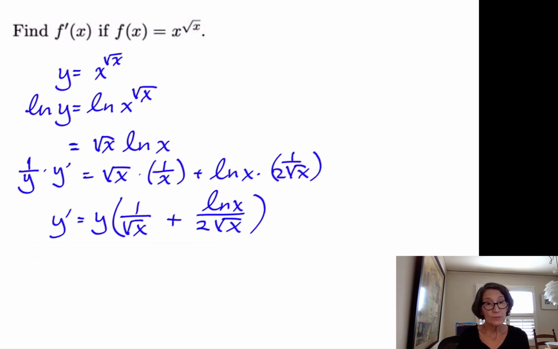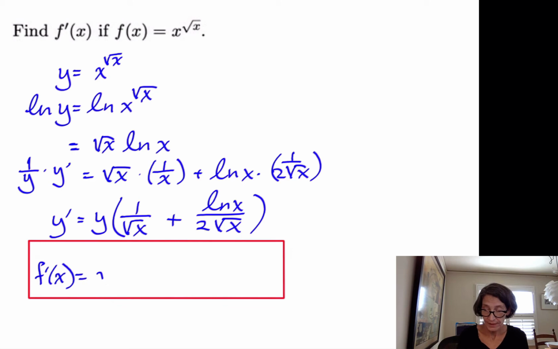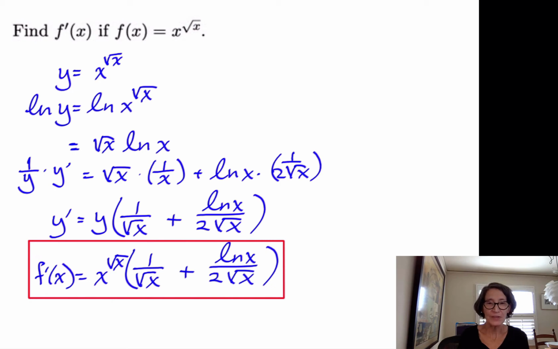And now I want to replace y with the function x to the square root of x, and also y prime with f prime of x, because that's what I was looking for. So I get f prime of x is equal to x to the square root of x times 1 over the square root of x plus natural log of x over 2 square root of x. All right, and that's it. We don't have to simplify any further. Let's do another one.